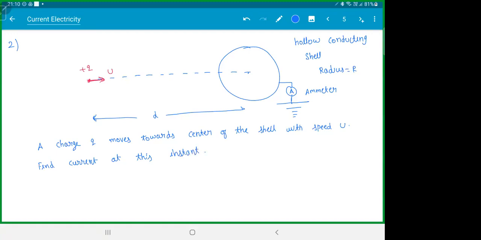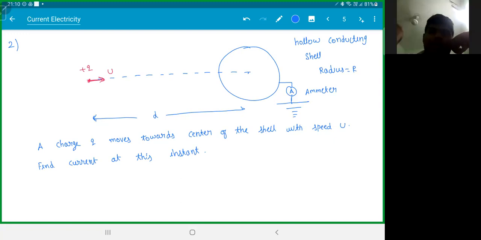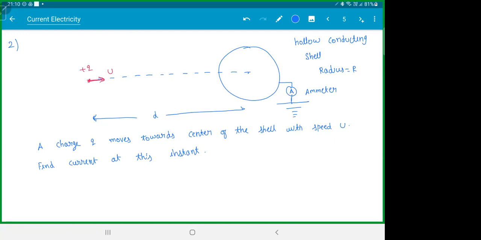Gauss law and current electricity. Whenever you ground a shell, what is the potential? 0. Remember that. Whenever you ground something, potential is 0. Now, how do you approach this? Try.